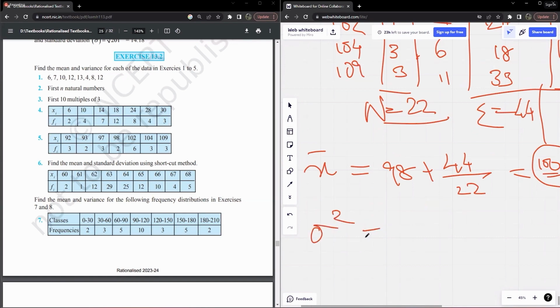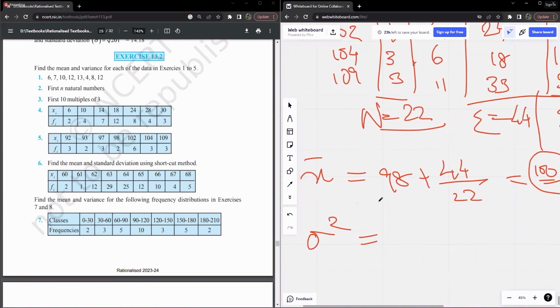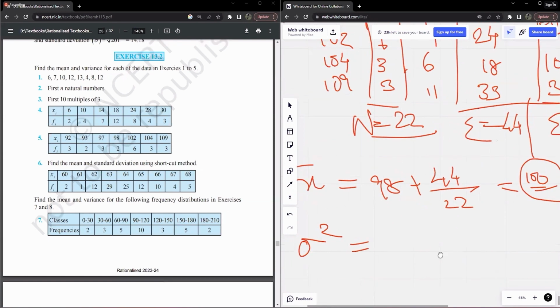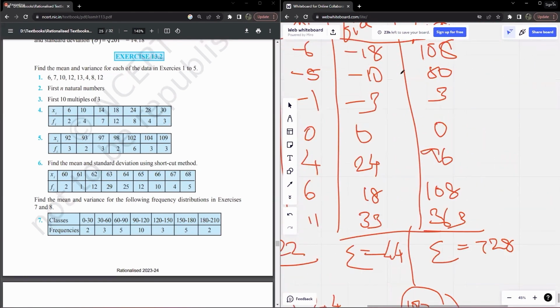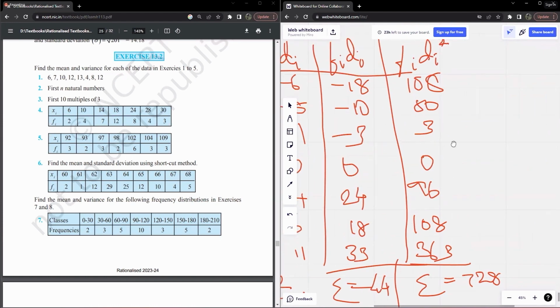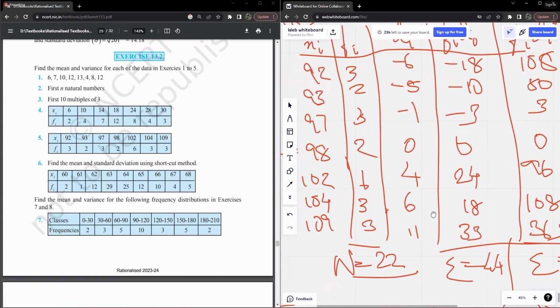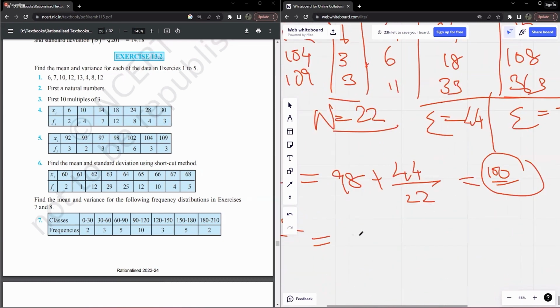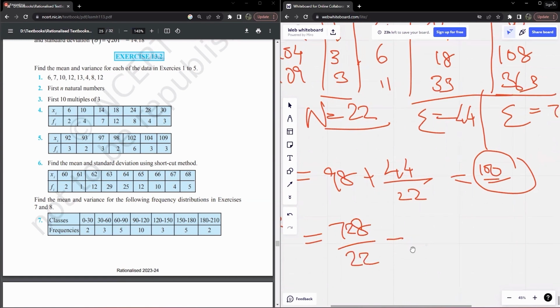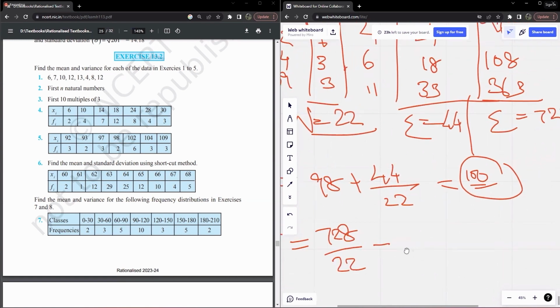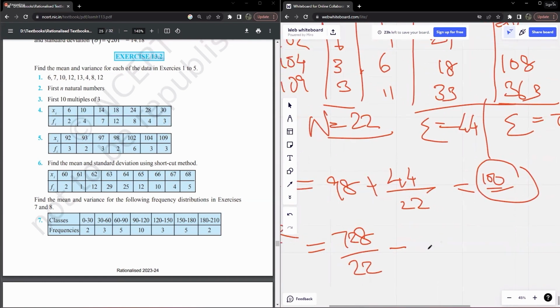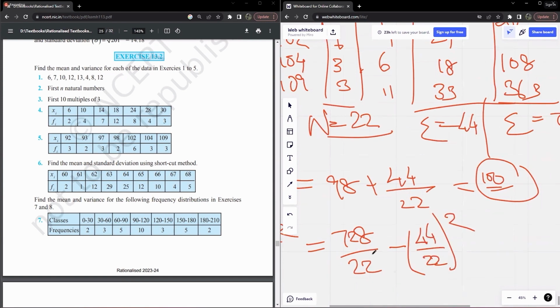And your standard deviation, sigma square, right? Your variance sigma square is going to be 1 by n into sigma fi di square minus sigma of fi di by n the whole square, right? So this is basically 728 divided by 22 minus sigma fi di, that is going to be 44 by 22 the whole square, right?